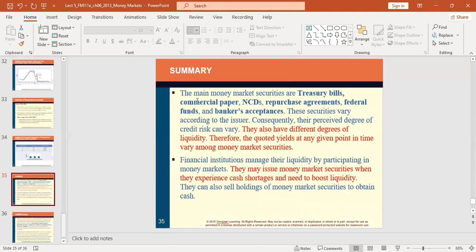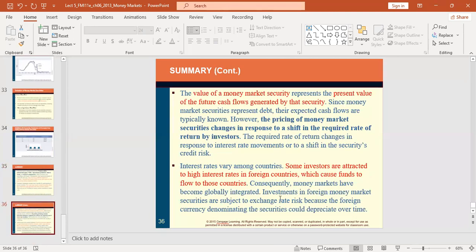Okay, so the summary. I give you 1 minute, so you read to refresh your memory of what we have been discussing. Okay, so the next one. I give you 2 minutes, read this to refresh your memory.